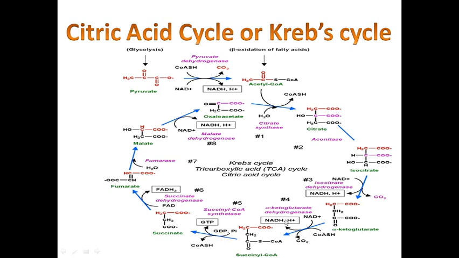We get alpha ketoglutarate. And now what happens to this alpha ketoglutarate? In the presence of an enzyme alpha ketoglutarate dehydrogenase, it gets further dehydrogenated, NAD positive is reduced, NADH is formed and carbon dioxide is released. And we get succinyl coenzyme A. This is succinyl coenzyme A here. And now what happens to this succinyl coenzyme A? It changes to succinate.